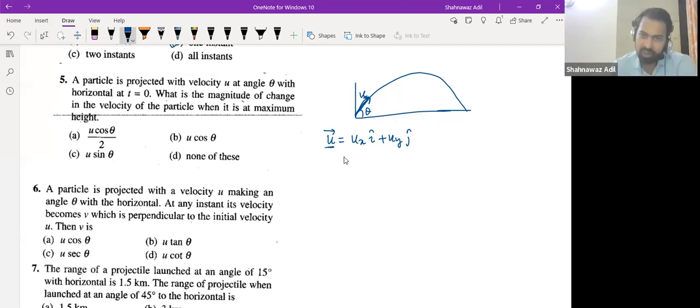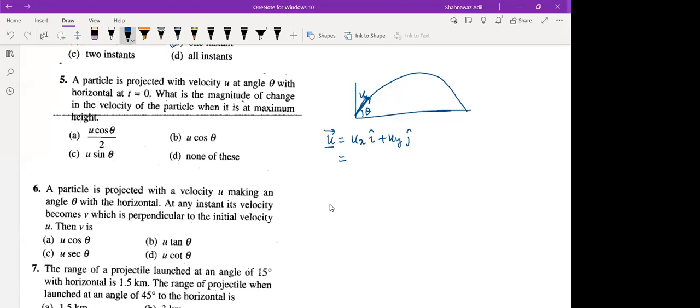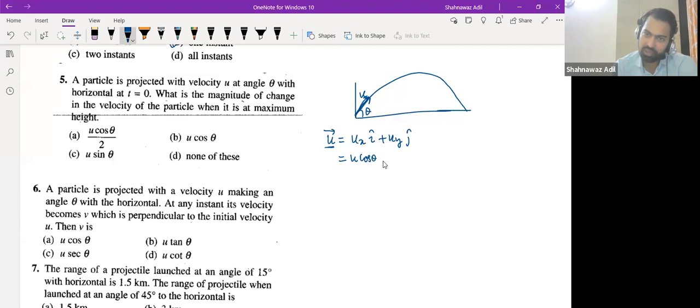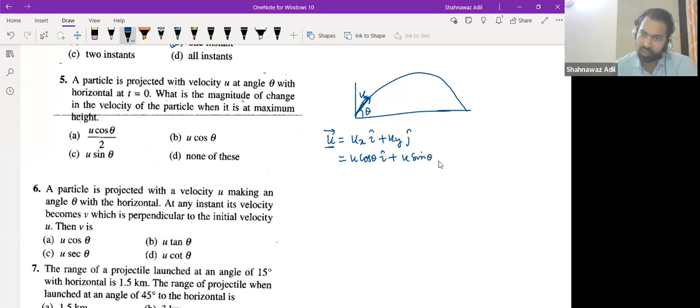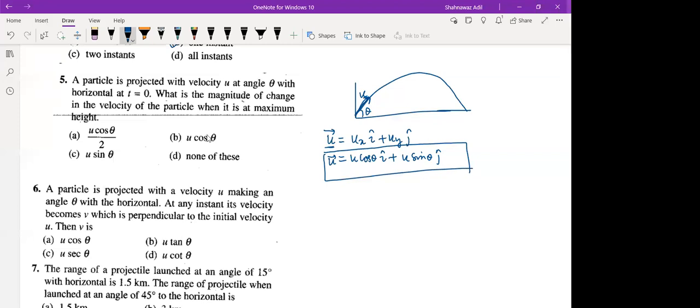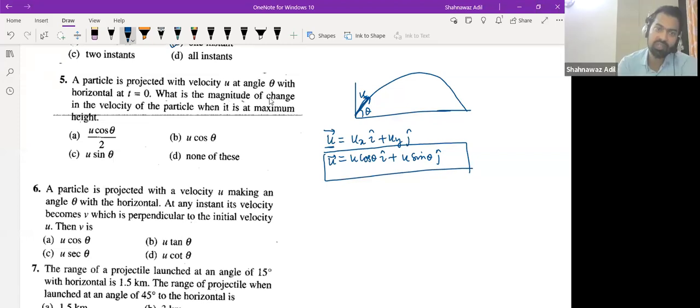Now you guys tell me, what is ux? U cos theta, absolutely right. U cos theta, and what is uy? U sin theta. So this is our initial velocity vector, right? This is the initial velocity. Now, what is the magnitude of change in the velocity?